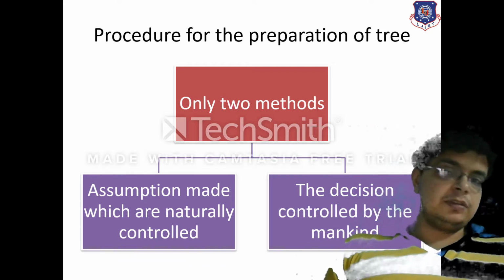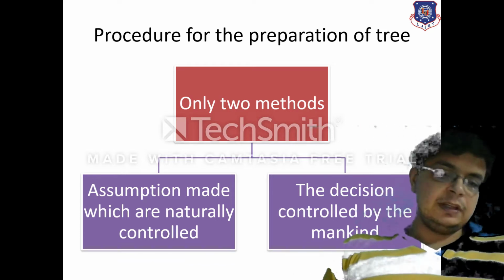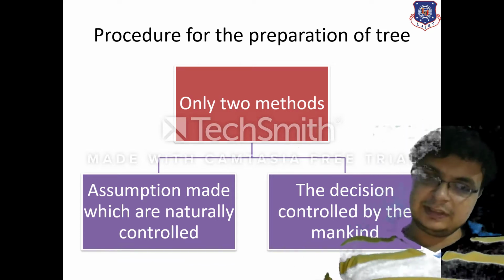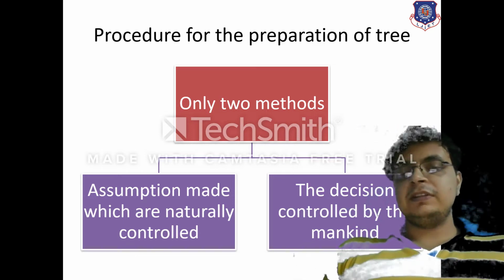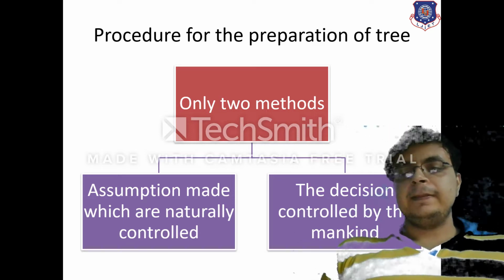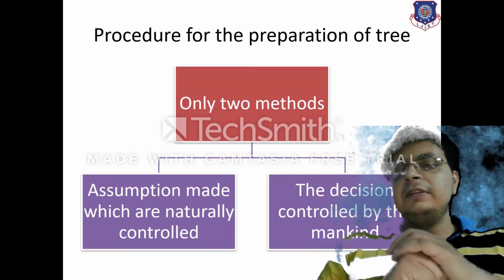Procedure for the preparation of the tree. There are only two methods. The first is the assumption method, which is naturally controlled. Next is the decision, controlled by mankind.